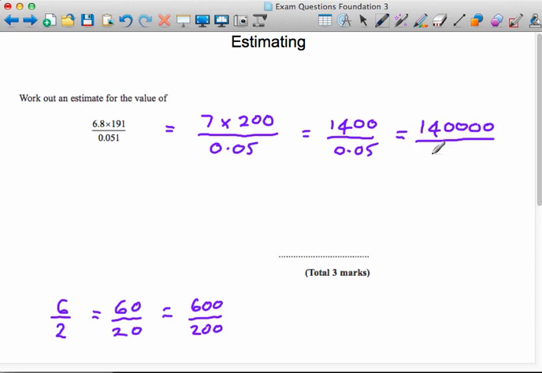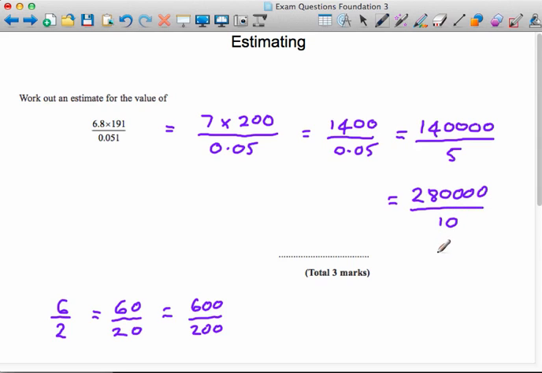And to multiply the bottom by 100, I move the decimal point 2 places to the right, and 0.05 becomes 5. So the answer is 140,000 divided by 5. Now you can set that as a division sum, but we could use that trick again. What if I multiply the top and bottom by 2? So 140,000 times 2 would be 280,000. And 5 times 2 is 10.